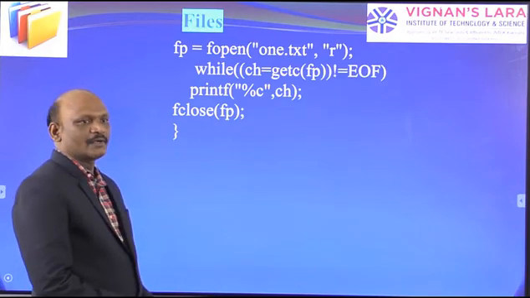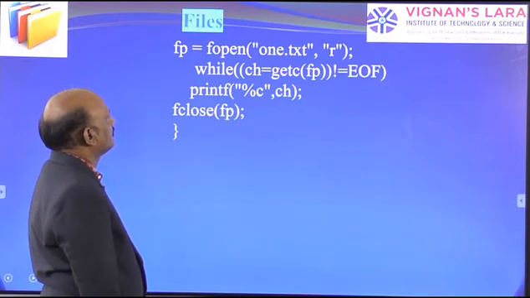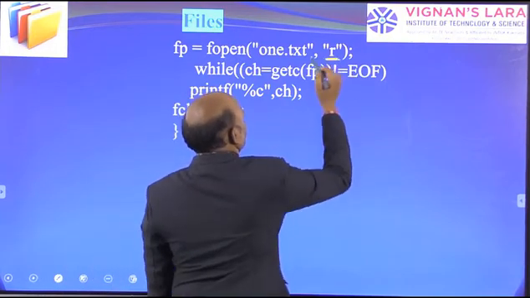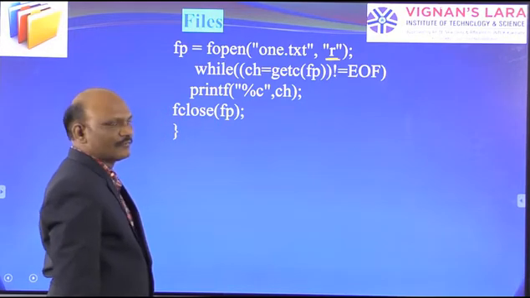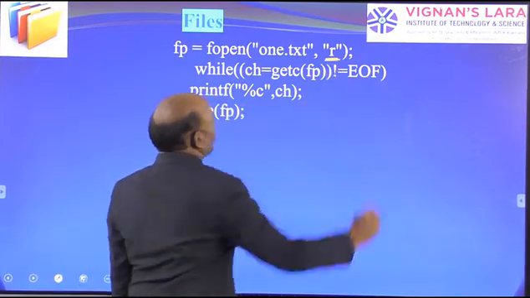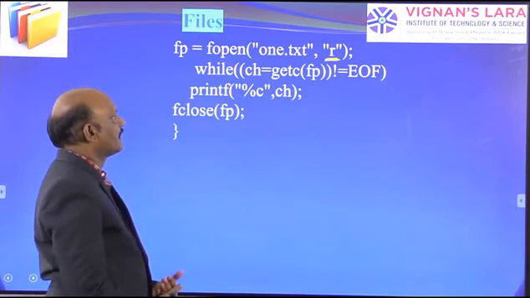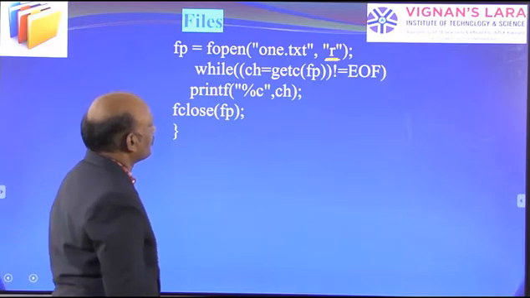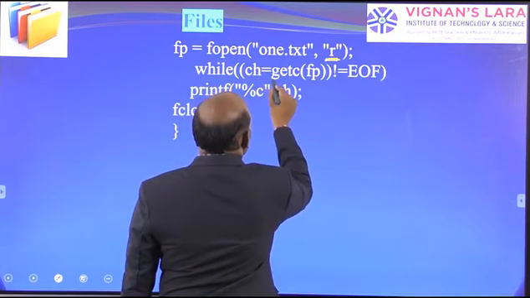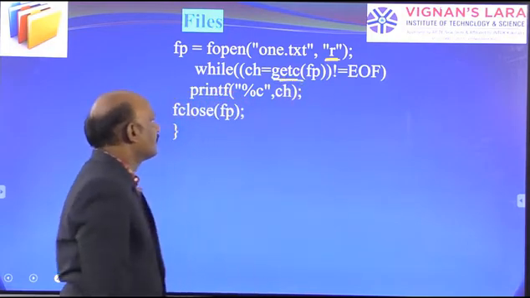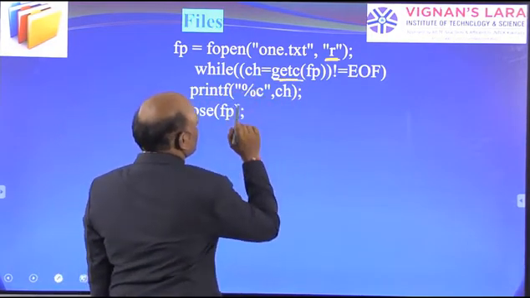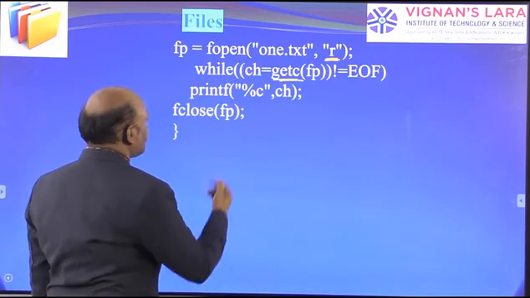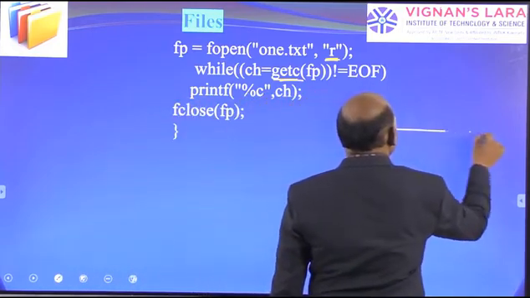Next, I want to read the text from the file. Again I am opening the one.txt file in reading mode: fp equal to fopen of one.txt, here the mode is r. We are opening that file in reading mode, that means reading the text from the file. To get the character from the file, getc will be used. getc of fp will be stored into ch, then that is compared with EOF. So the first character, C. Here I am opening a file. So this is our file.